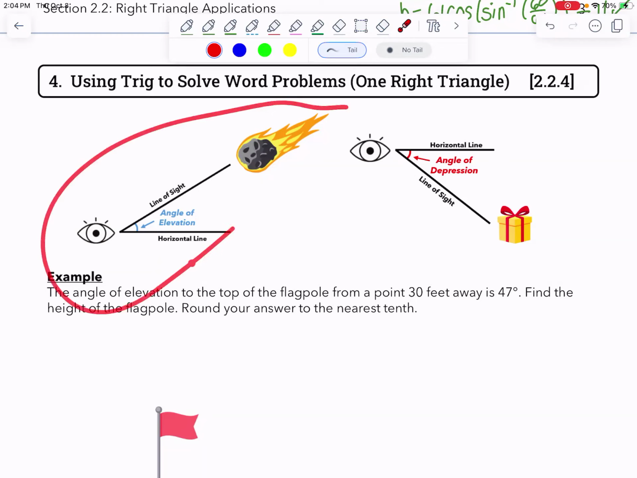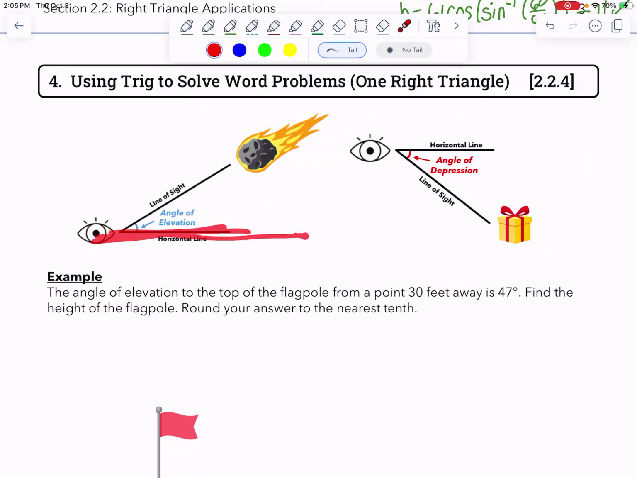A few things to just reacquaint yourself with are the idea of an angle of elevation and an angle of depression. With an angle of elevation, if you're standing somewhere, there's a horizontal, you're looking straight out. An angle of elevation goes from that horizontal upward. So now you're looking up this way. The angle at which you moved your eye upward, we call that the angle of elevation.